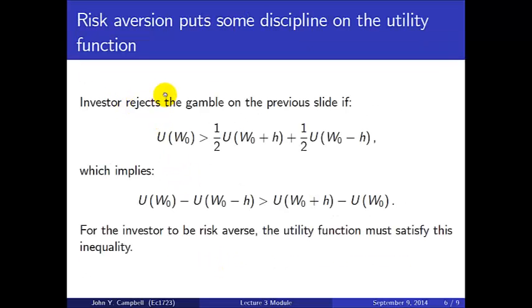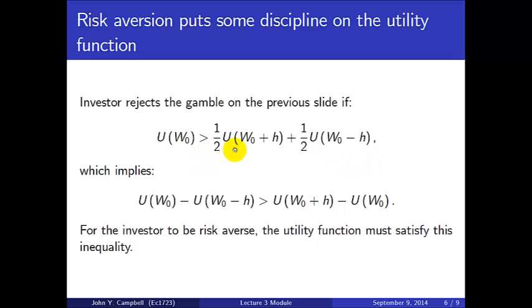Well, let's apply this expected utility theory. We're going to find that risk aversion puts some discipline on the utility function. And by that I mean it tells you something about what the utility function has to look like. Okay, so the investor is going to reject the gamble that I just showed you on the previous slide if the utility of wealth W0 for sure is bigger than the expected utility of taking the gamble.